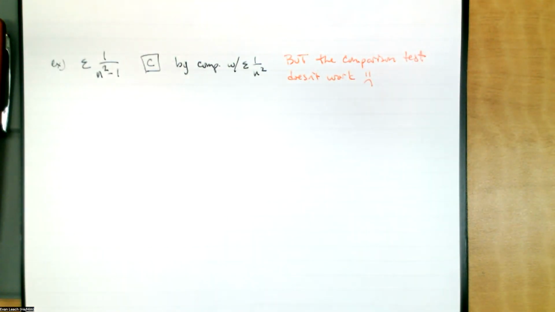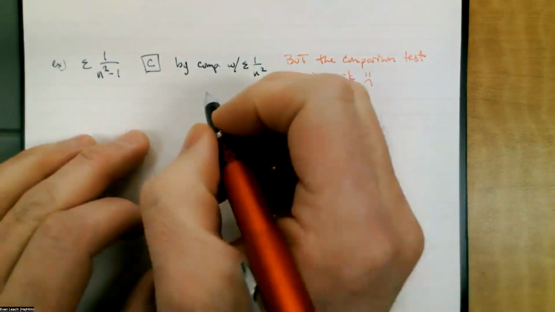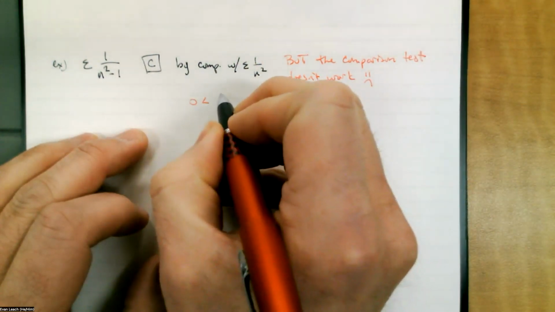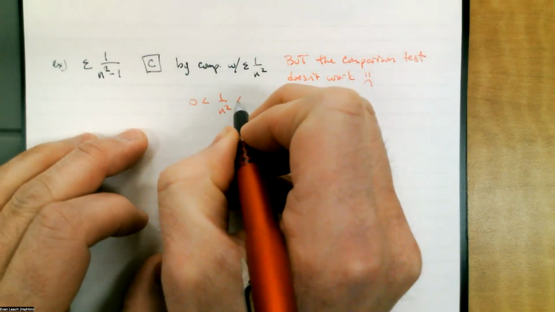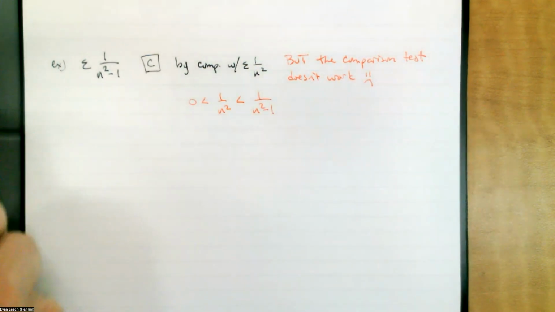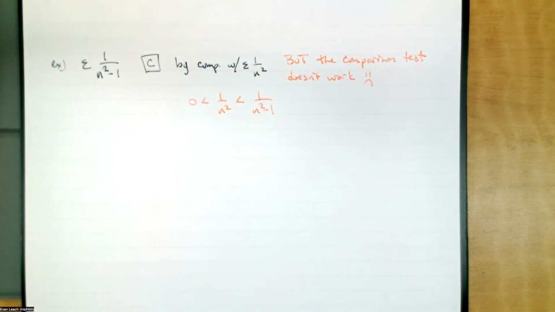The comparison goes in the wrong direction. Our given series is in fact greater than our known convergent series. If I make the denominator smaller, that makes the fraction bigger. This comparison doesn't help us.